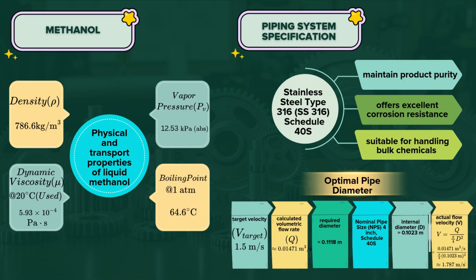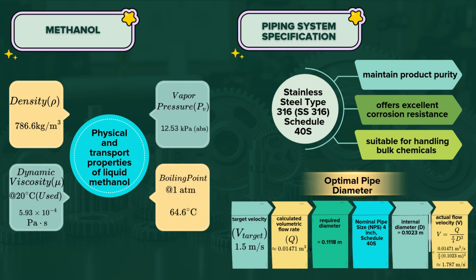A critical consideration in the fluid mechanics design is methanol's high volatility relative to common industrial fluids like water. With a low boiling point of 64.6 degrees Celsius and a substantial vapor pressure of 12.53 kilopascal at the operating temperature of 25 degrees Celsius, methanol presents significant risk of vaporization flashing if the local pressure drops below this vapor pressure. This necessitates a stringent analysis of the net positive suction head available to prevent cavitation in the pump, which could lead to severe mechanical damage and operational failure.